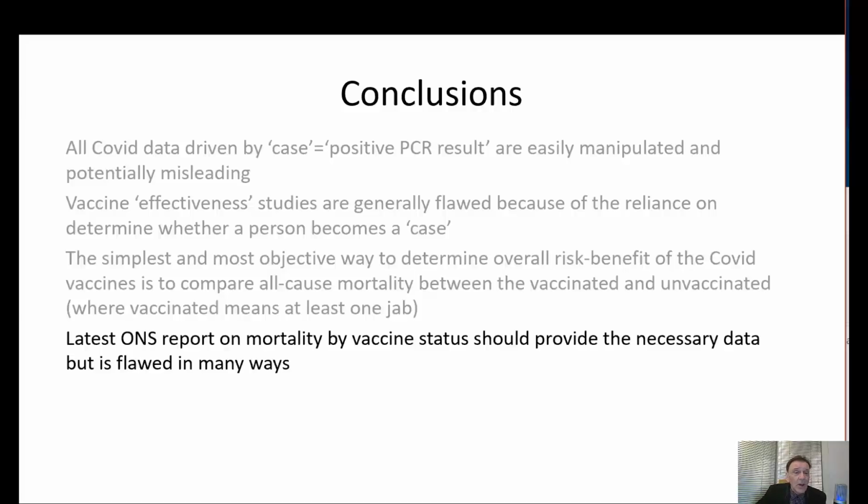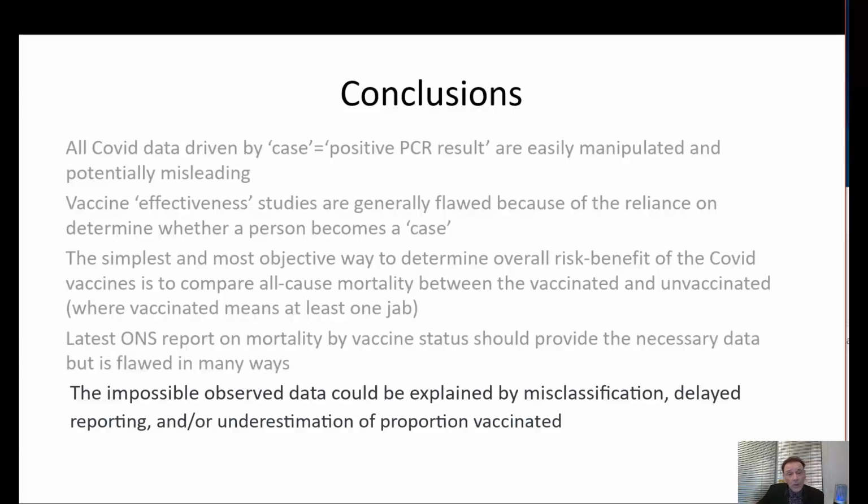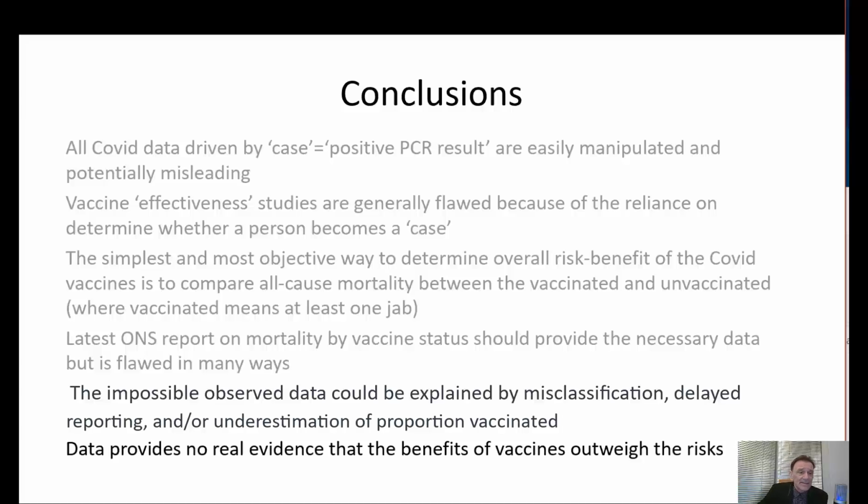The latest ONS report on mortality by vaccine status we've seen should provide the necessary data, but it's flawed in many ways. The impossible observed data could be explained by misclassification, delayed reporting, and/or underestimation of the proportion vaccinated. And if we adjust for those, we reach coherent but very different conclusions. But as it stands, the data provides no real evidence that the benefits of vaccines outweigh the risks.